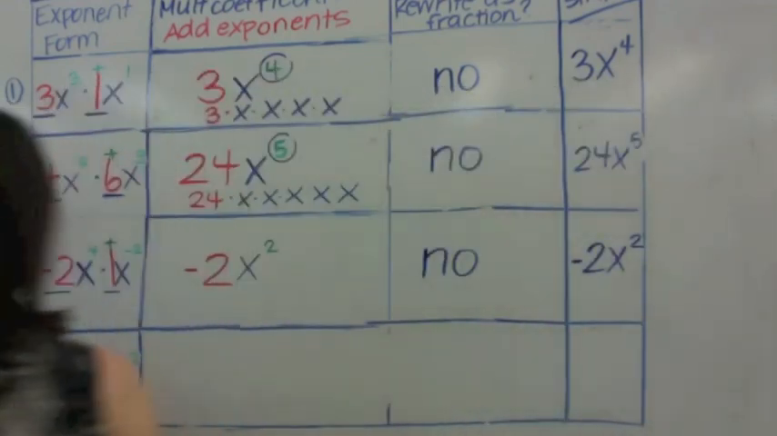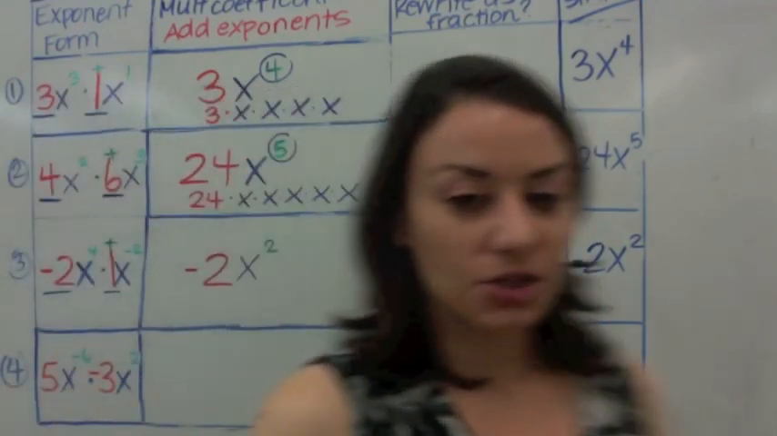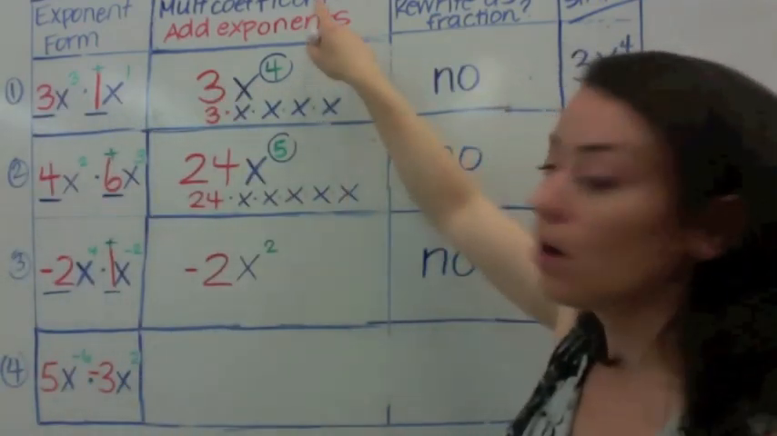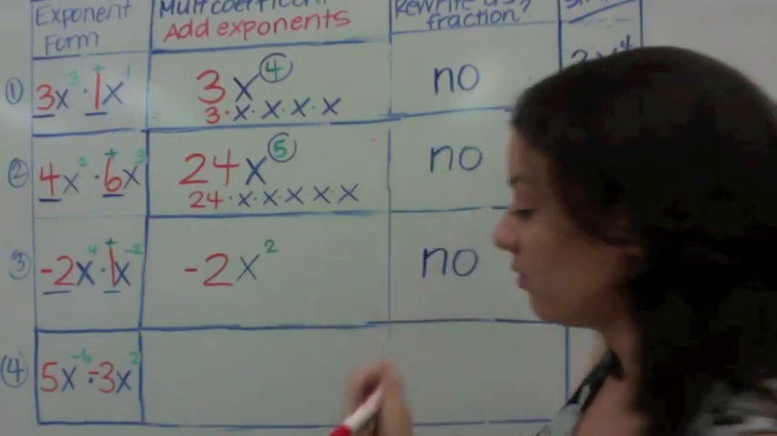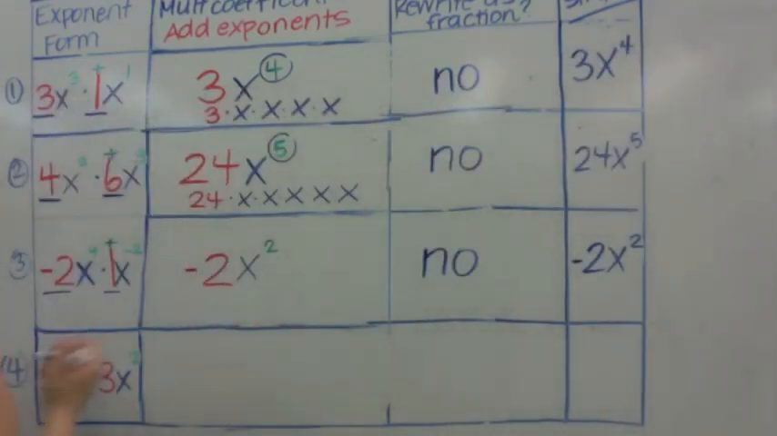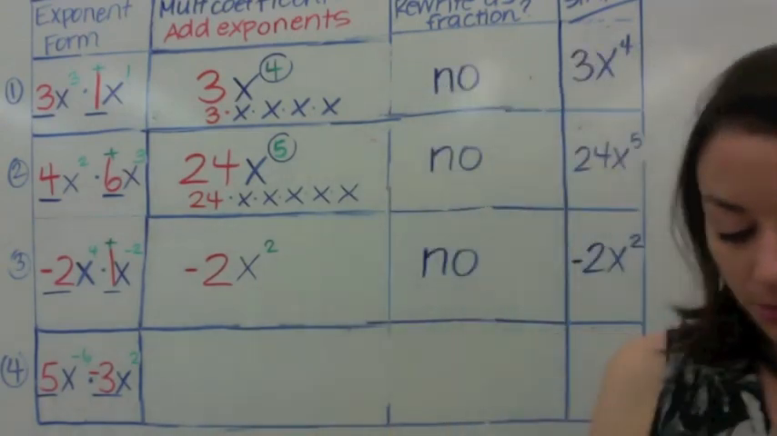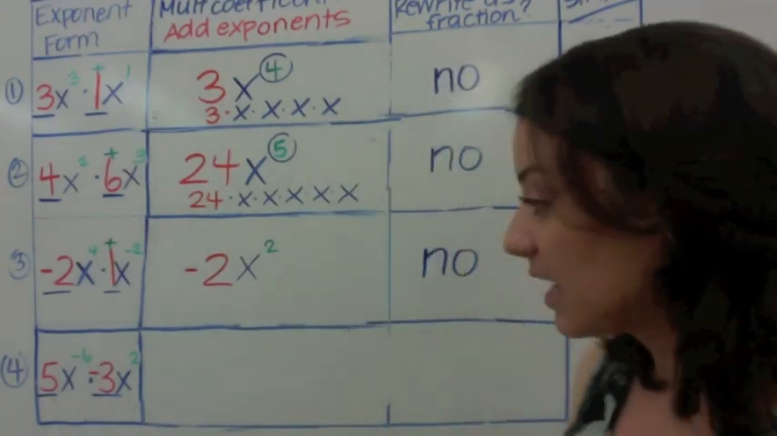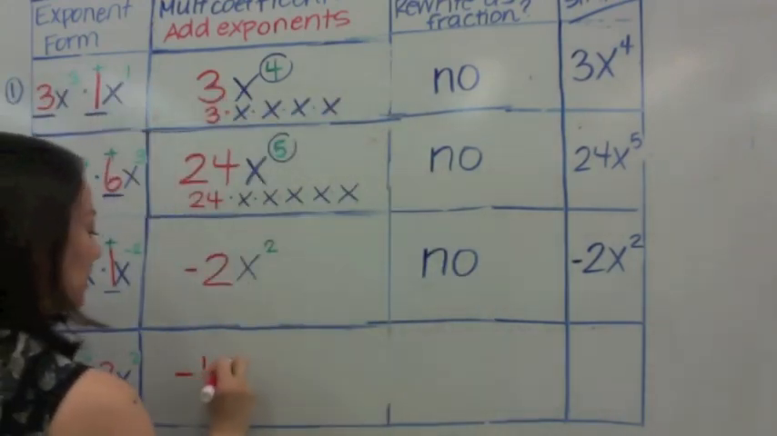Now let's take a look at this one, okay? We have 5x to the power of negative 6 times negative 3x to the power of 2. Okay, so first we're going to do what? We're going to multiply the coefficients. Repeat, multiply the coefficients. The coefficients are the numbers, my friends. So the big numbers. So we say 5 times a negative 3. What's 5 times negative 3? It's negative what? Negative 15. Okay, so we have a negative 15.